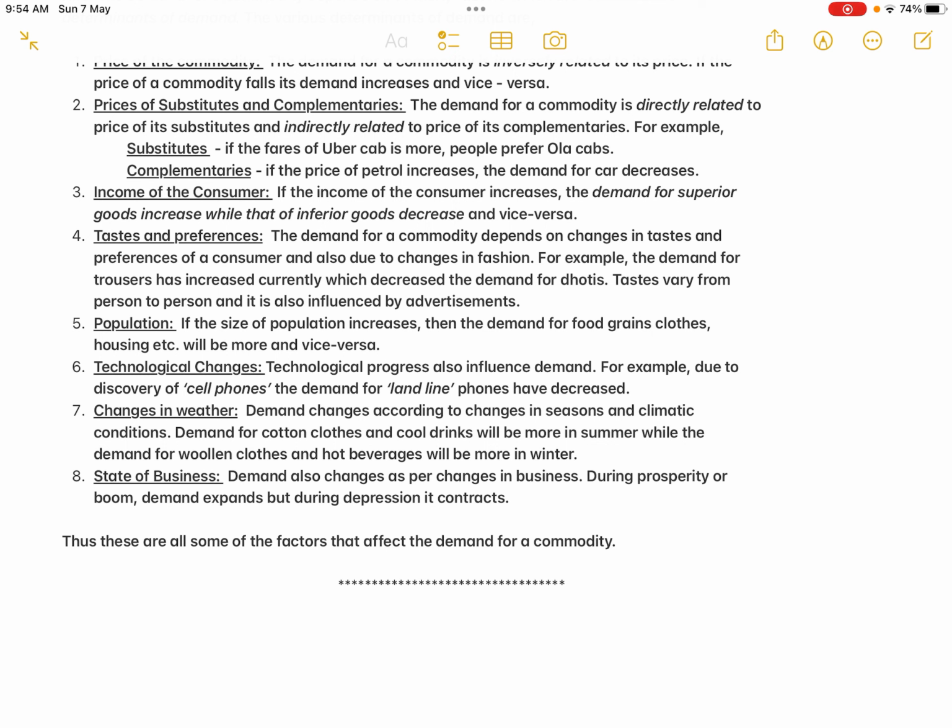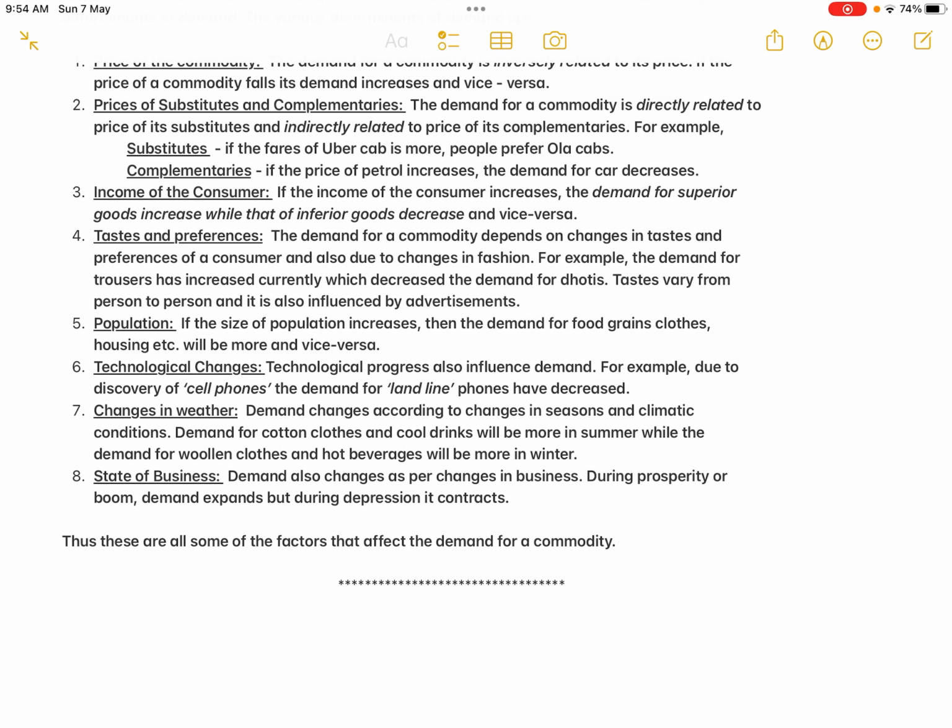Sixth one, technological changes. Technological progress also influences the demand. For example, due to discovery of cell phones, the demand for landline phones has decreased. Seventh point, changes in weather. Demand changes according to changes in seasons and climatic conditions. Demand for cotton clothes and cool drinks will be more in summer, while the demand for woolen clothes and hot beverages will be more in winter.